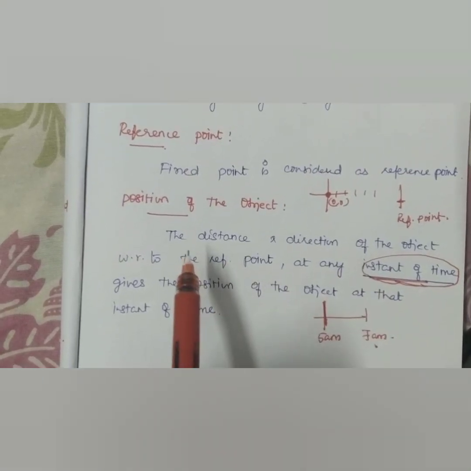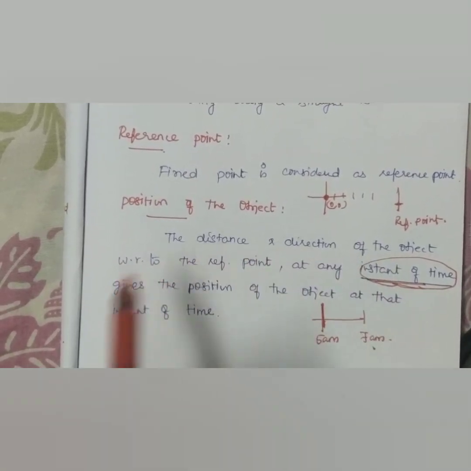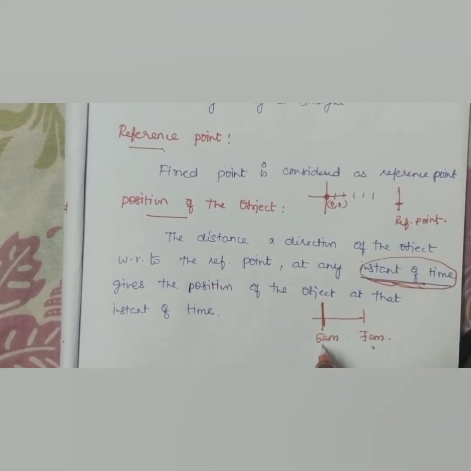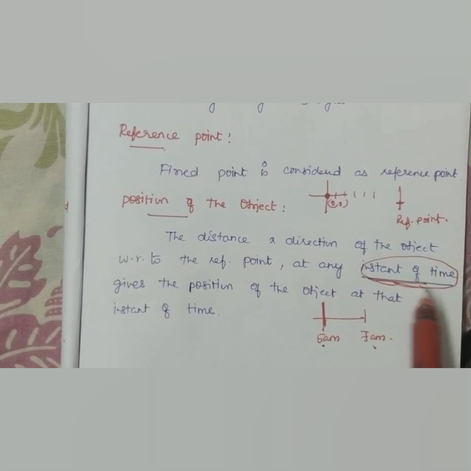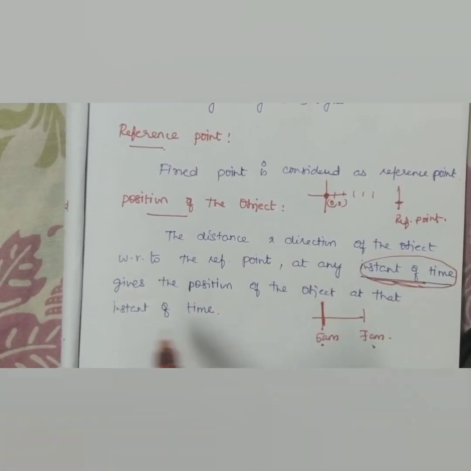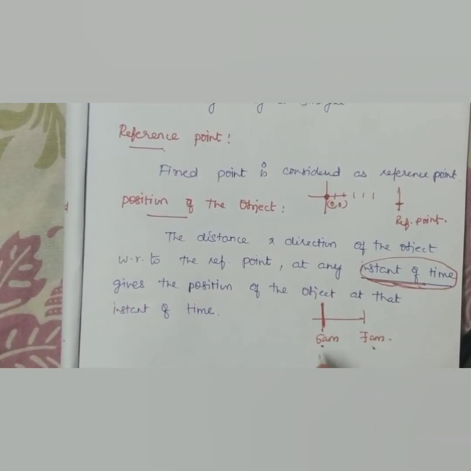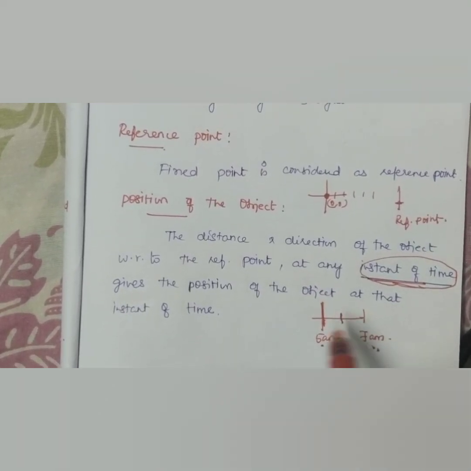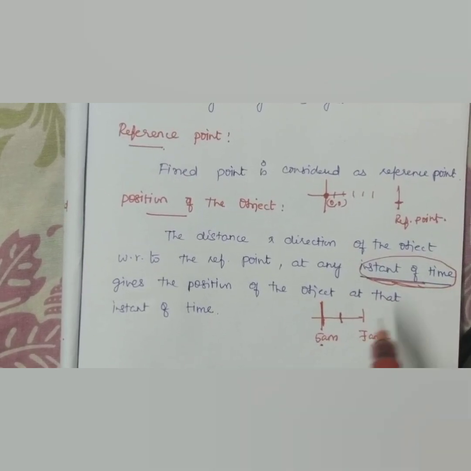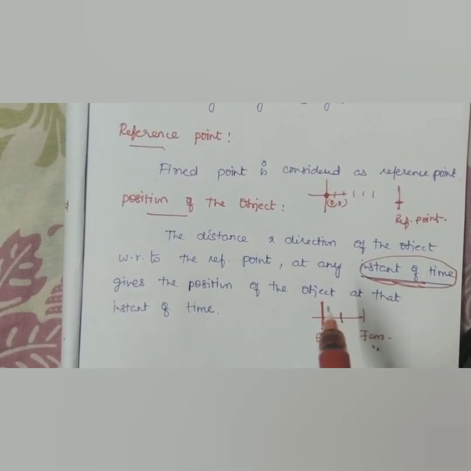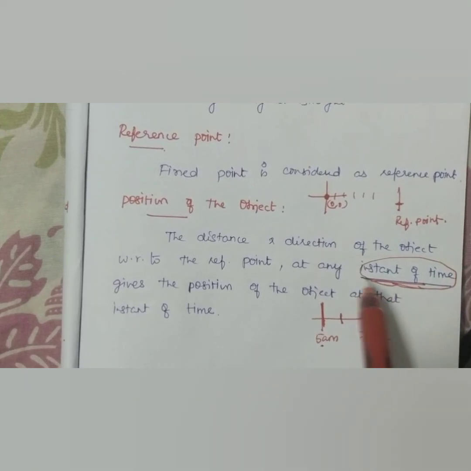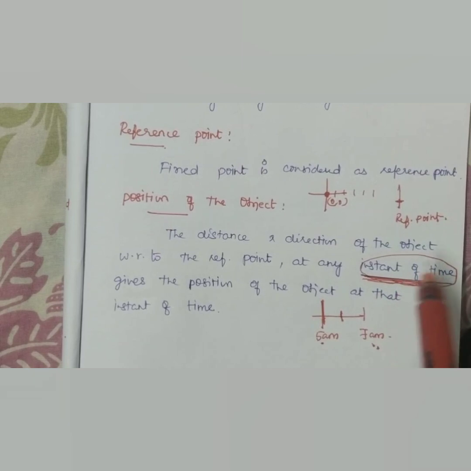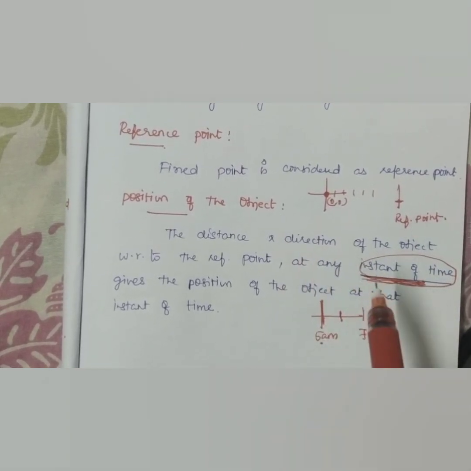So I repeat, what is meant by position? The distance and the direction of the object with respect to the reference point. In this case, what is your reference point? The pillar is your reference point. At any instant of time gives the position of the object at that instant of time. At 5 a.m. I started, at 7 a.m. I reached the metro station, and at 6 a.m. I was midway. So the position of the object is calculated with respect to the time. Very, very important parameter we have to consider is at that instant of time where you are. That gives the position of the object.